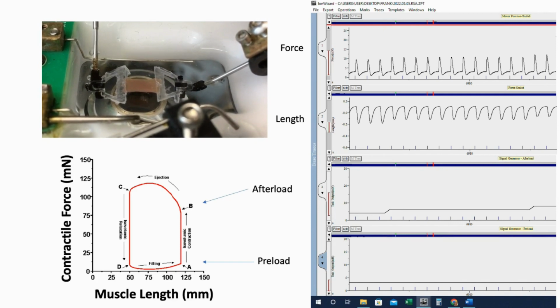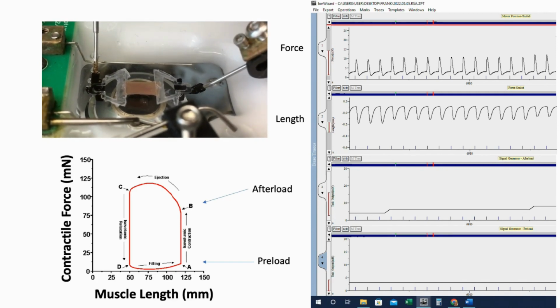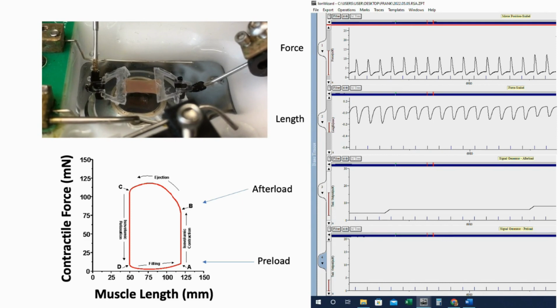The preload is specified as the force to be maintained during the filling phase. And you can see that also in this video, that the muscle is re-lengthened, getting ready for the next cycle.